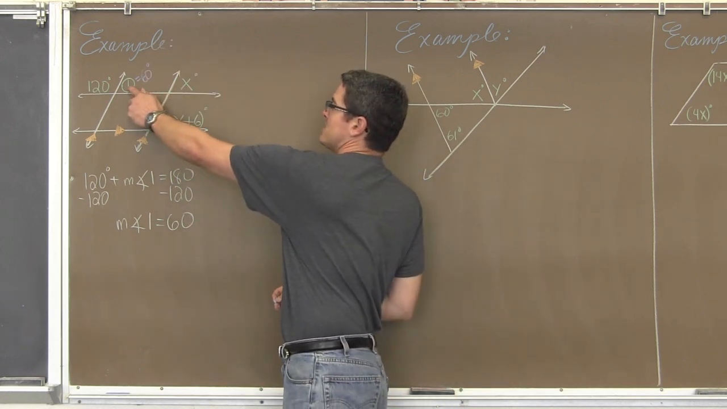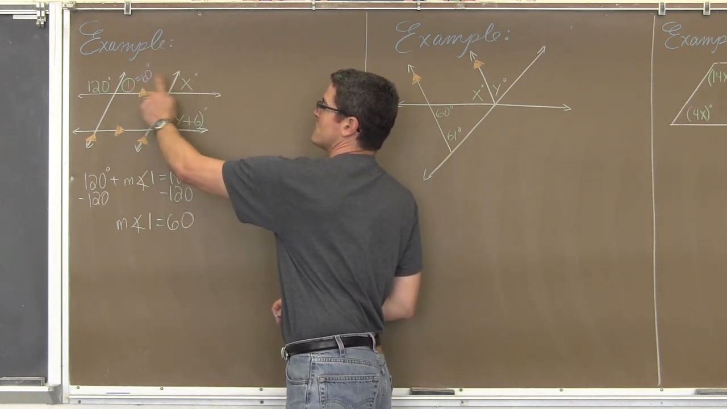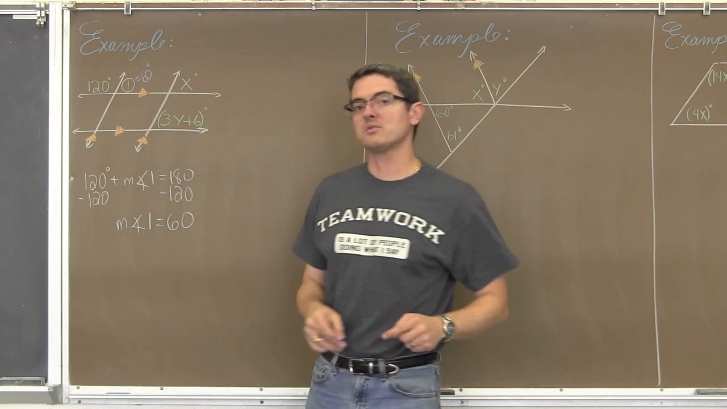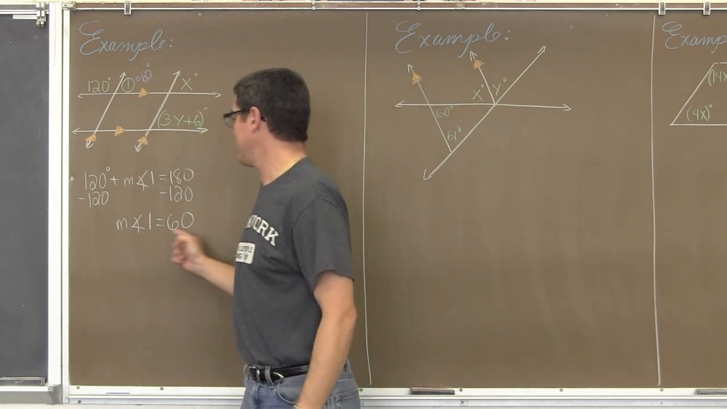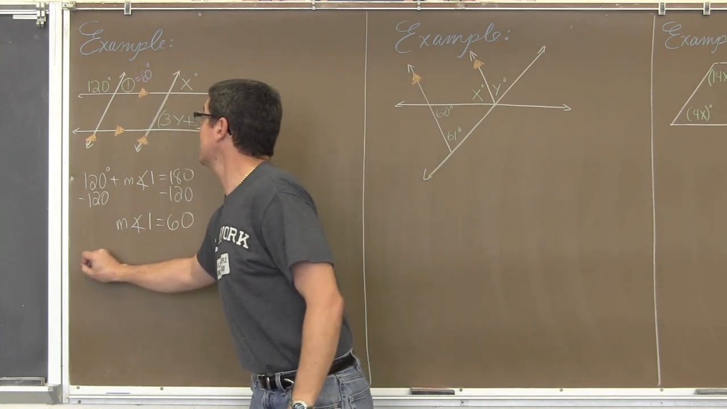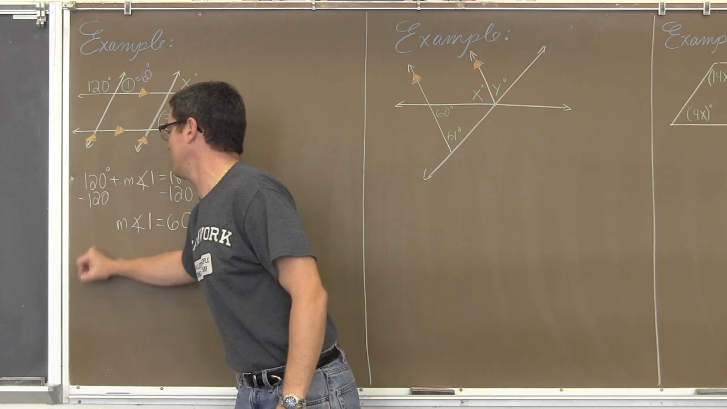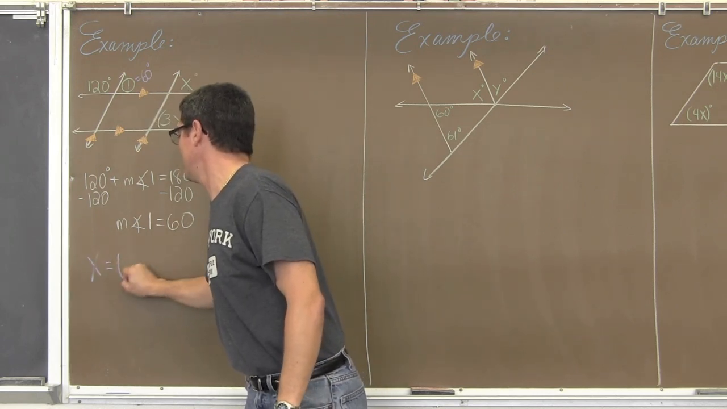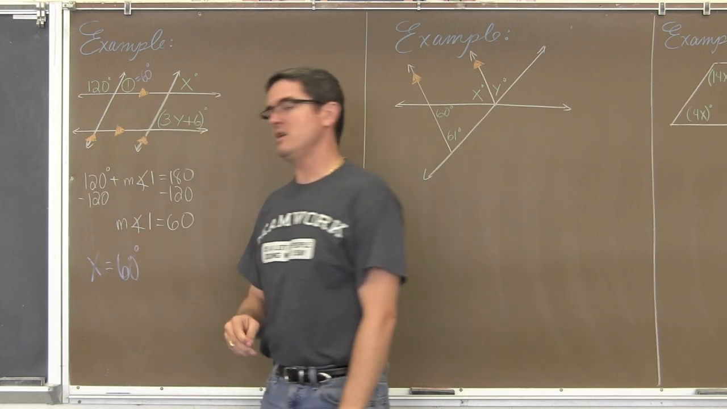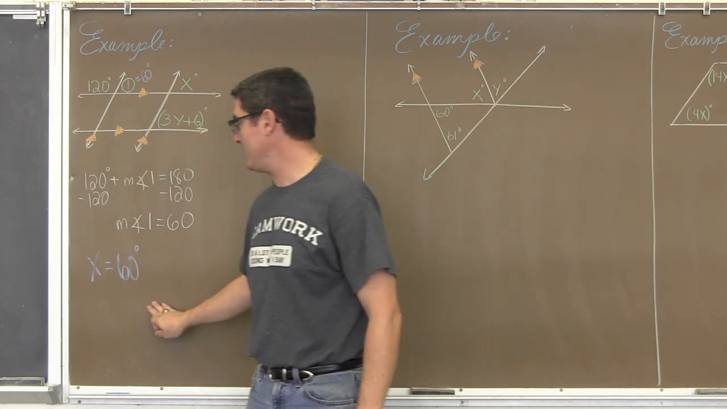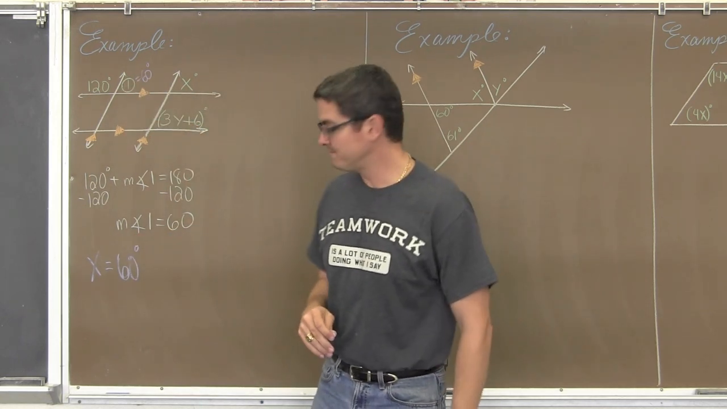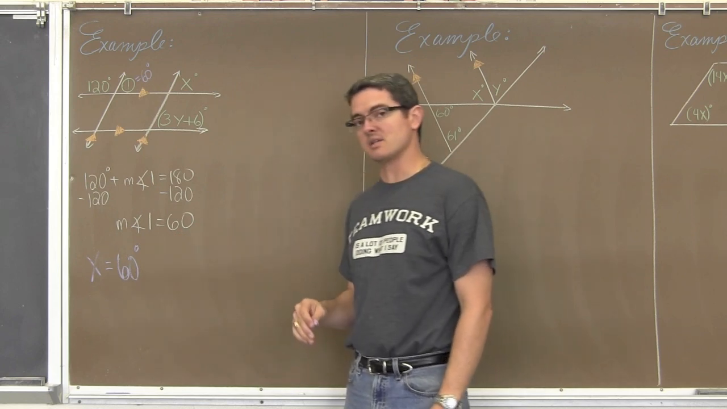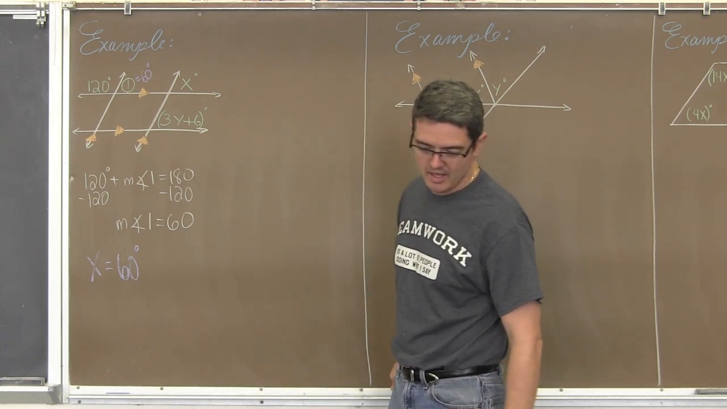Well, this angle and this angle, these are corresponding angles, and corresponding angles are congruent. So, if I know the measure of angle 1 is 60, then I can say that x is also equal to 60 degrees because corresponding angles are congruent. Okay, so that's what x is, 60 degrees.